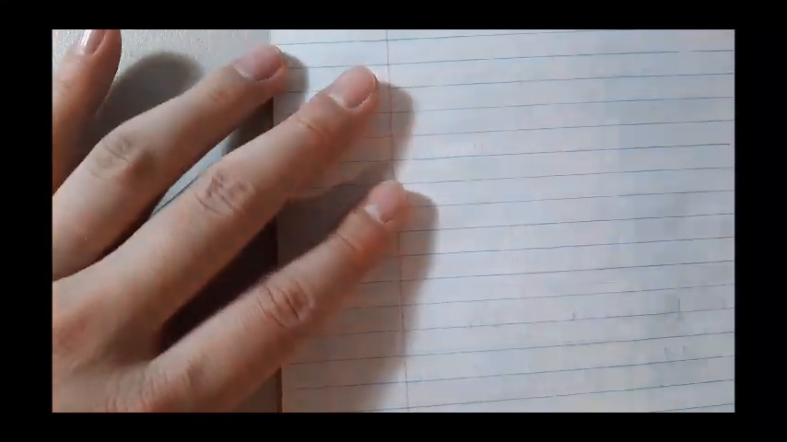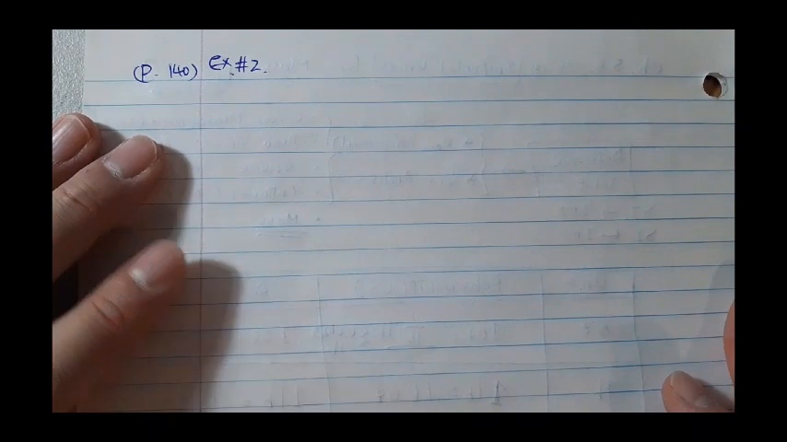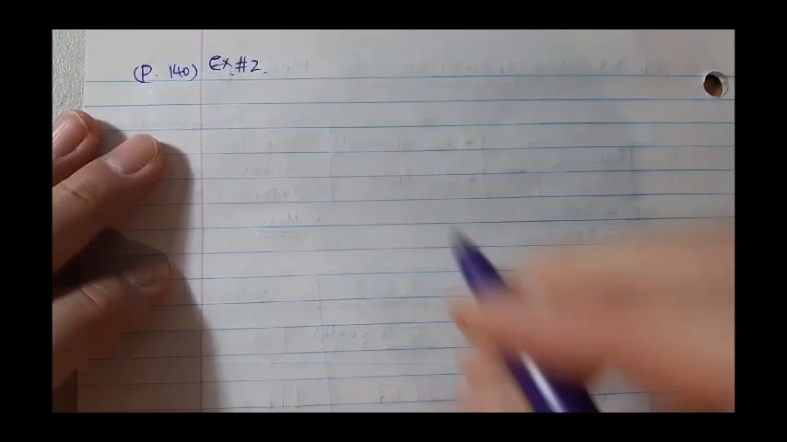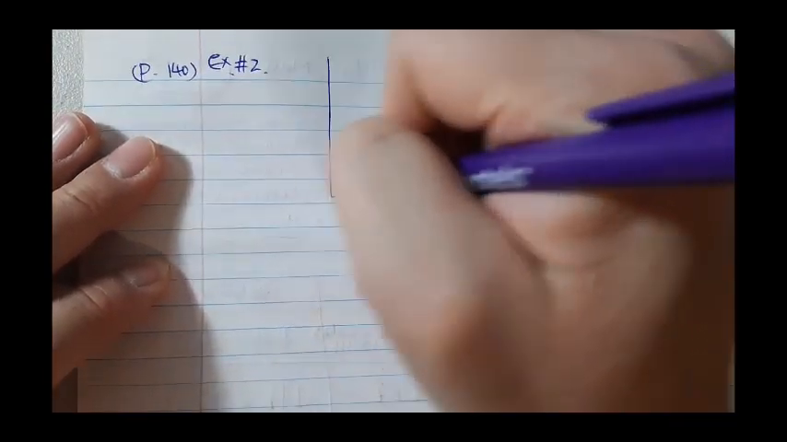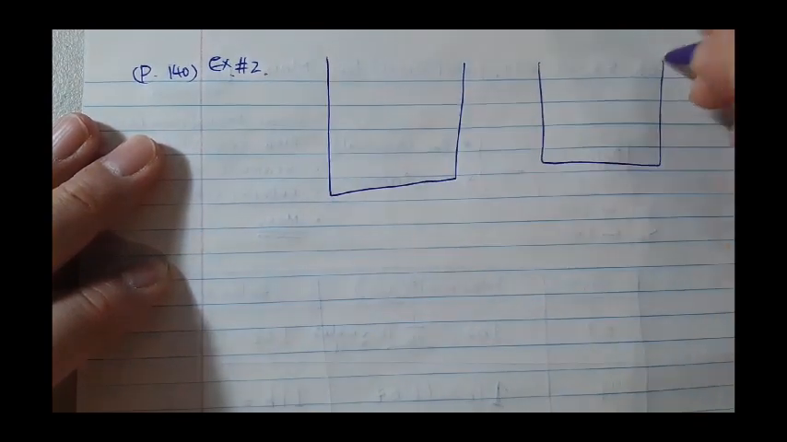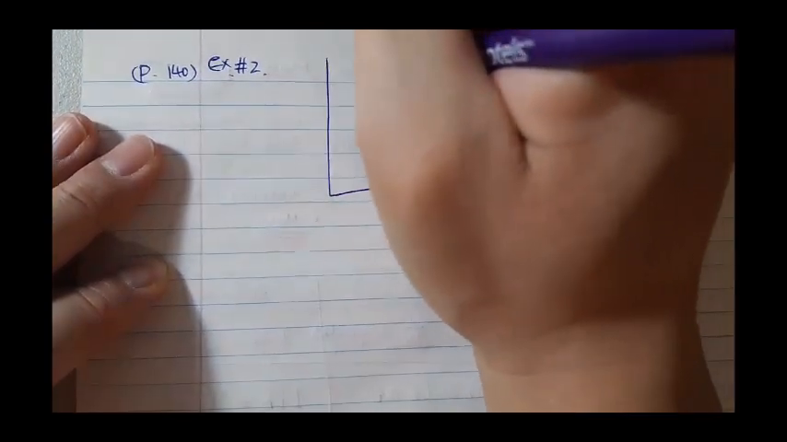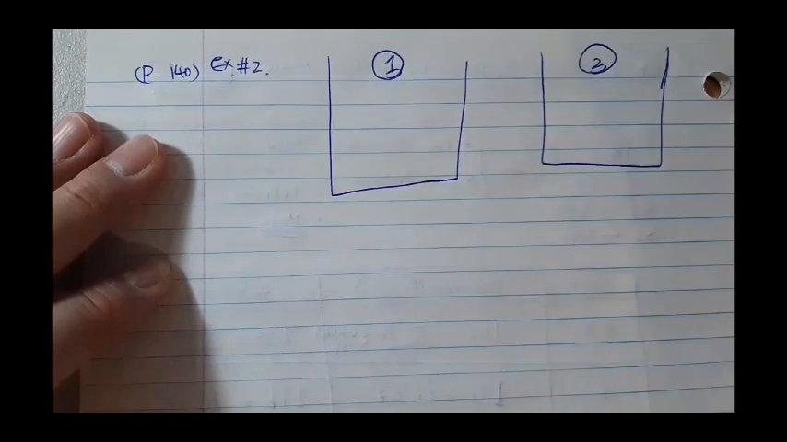Now, on the same page, this is page 140, example number 2. Now, we're talking about bags of nails. In fact, the diagram gave you, Hannah has 2 bags of nails, which one is heavier, bag 1 or bag 2? So, let's talk about these 2 different bags. Bag 1, bag 2.